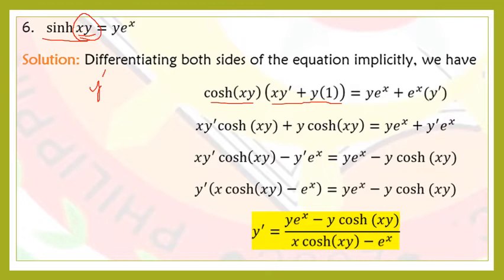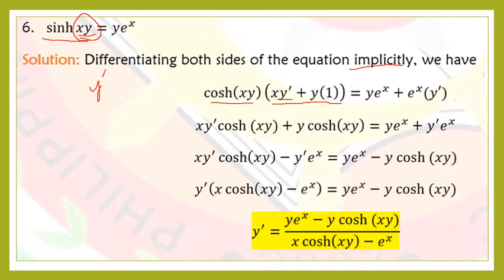First times the derivative of the second. Our first is x, and the derivative of y is 1. Since y is a variable, we add y prime because we are applying implicit differentiation. Plus the second, y, times the derivative of x, which is 1. Take note that in implicit differentiation, we add y prime whenever we derive the variable y.